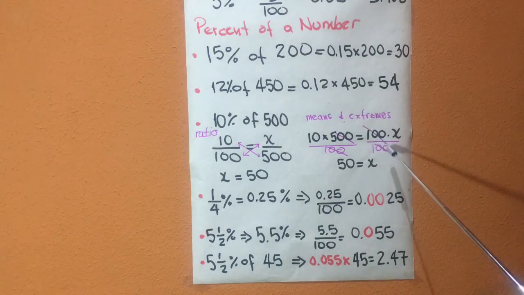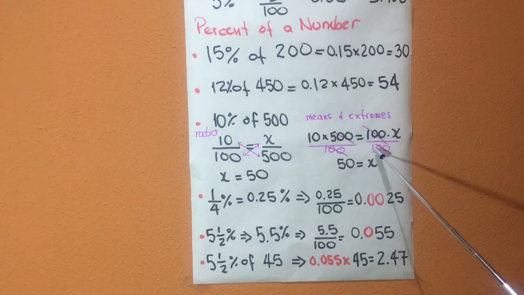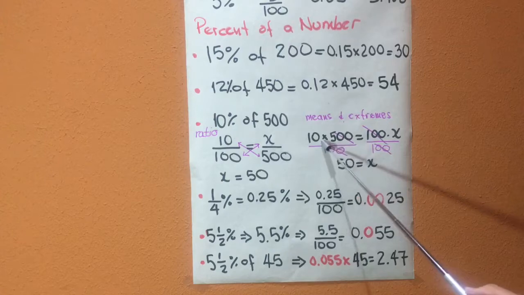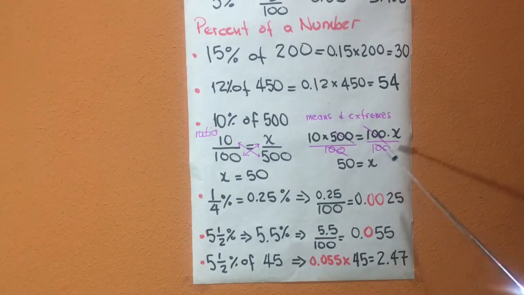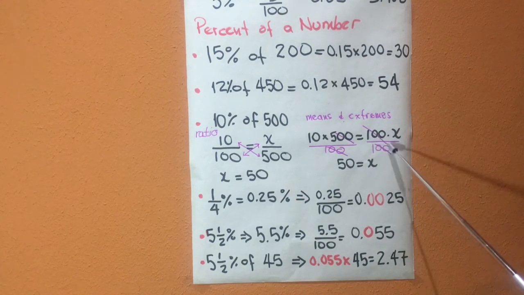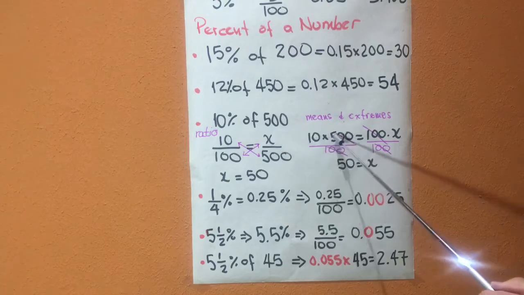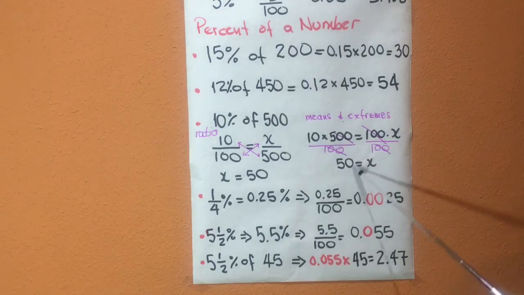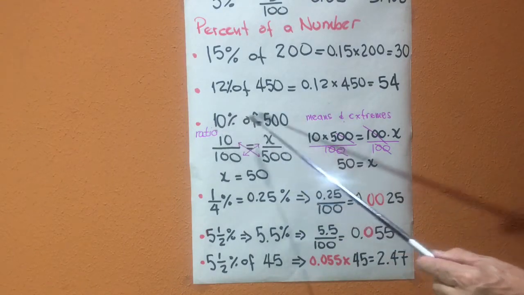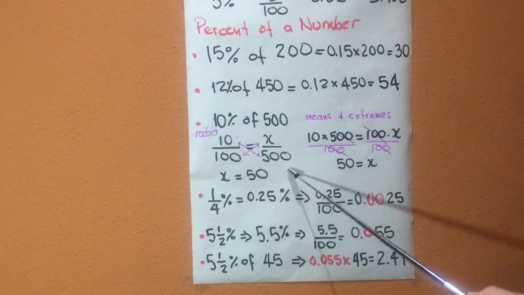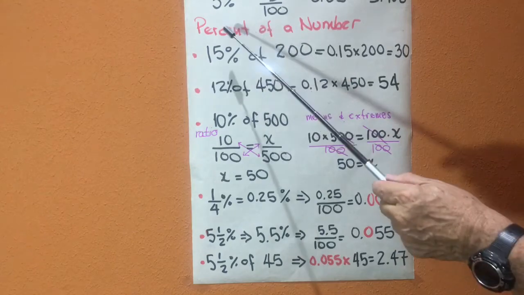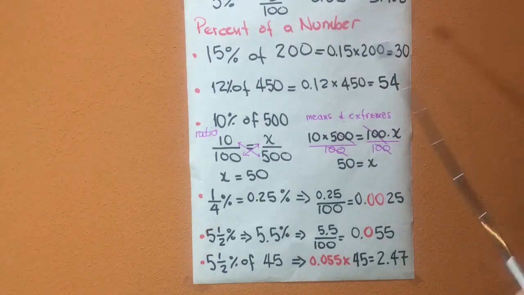So if we want to cancel out 100, we have to divide both sides by 100. Doing so, we cancel out these two zeros with these two zeros, and only one is left. So we get x here, and 10 times 5 is going to give me 50. So the answer of how much is going to be the 10% of 500 is equal to 50. As you can see, there are two ways of solving this question to find the percent of a number.